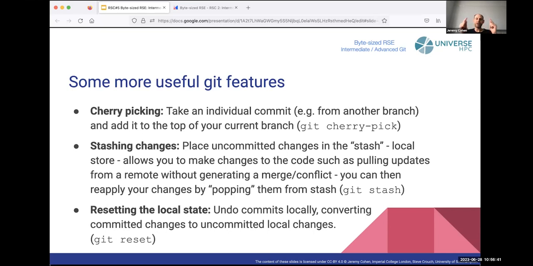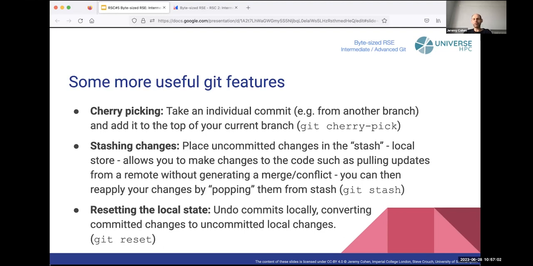So every commit has a unique ID. And you can see that when you do git log, you'll see the ID of the commit. And you can say git cherry-pick and then the ID, and that will take that commit and put it onto whichever branch you're currently in. So if you're currently on your main branch, it will take it from wherever it is and add it onto the main branch.